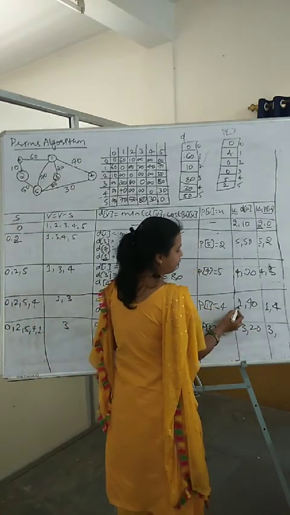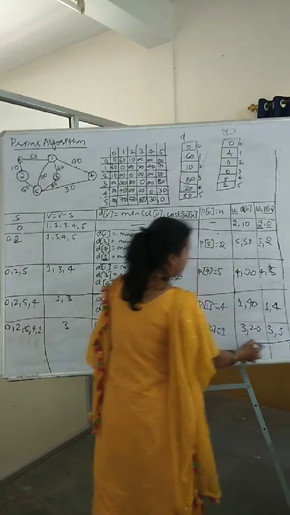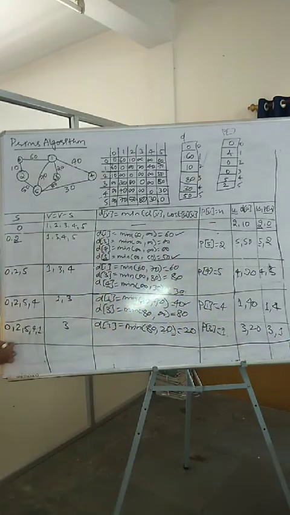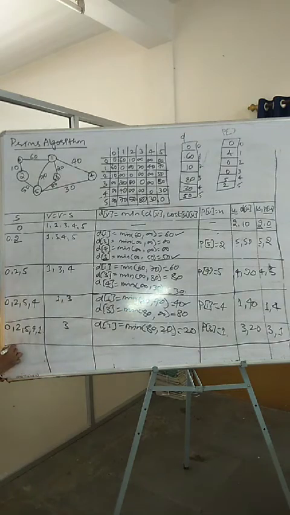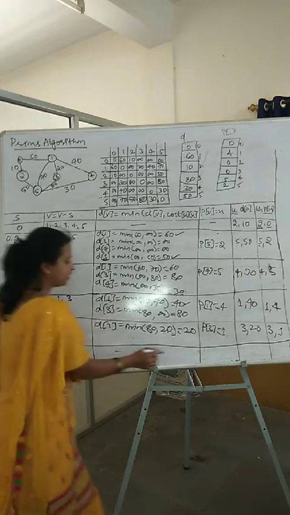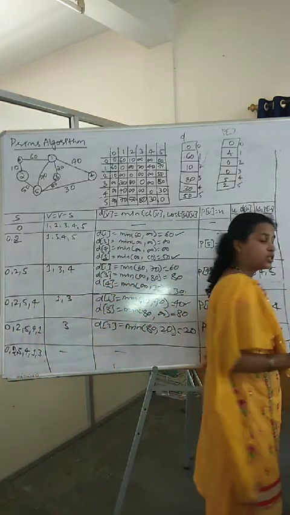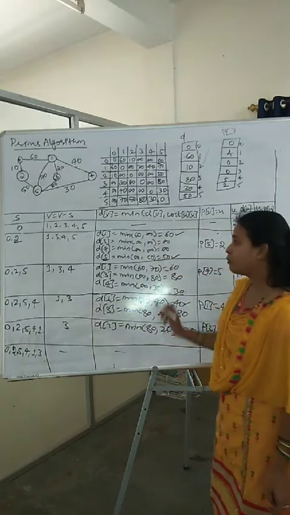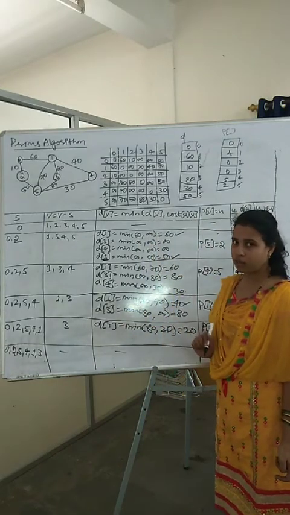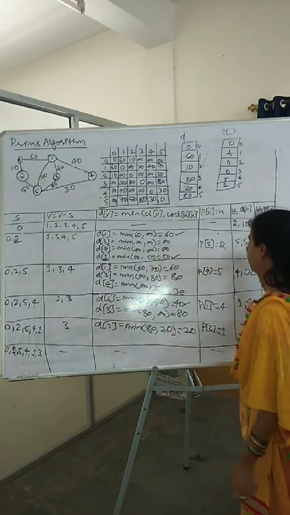Previously from where you have come? I have come from 1. So this is completing this step. What is next step? Add 3 to S: 0, 2, 5, 4, 1, 3. What is remaining? Nothing. So this is done now. Still the problem is not over. What you have to do here? You have to check whether you have got the minimum spanning tree or not. How to find out? So let us draw this one.